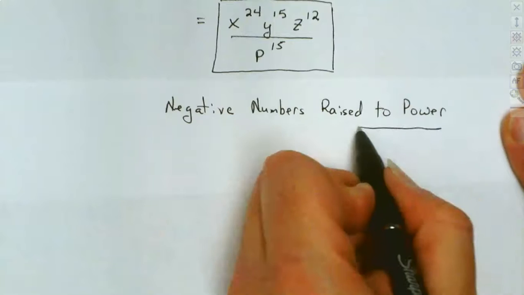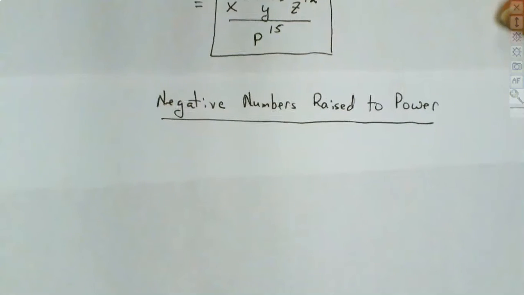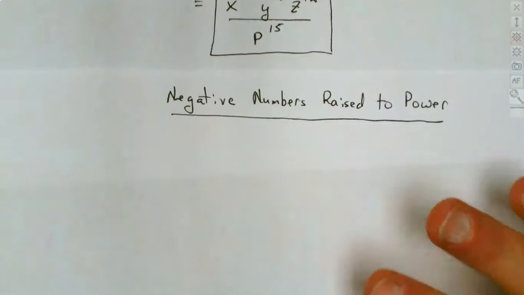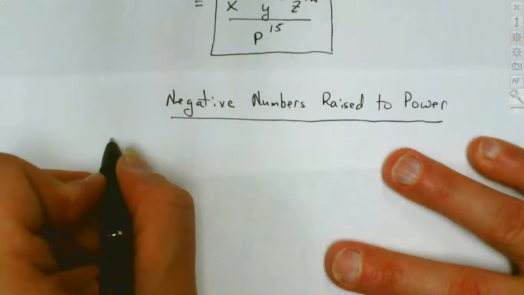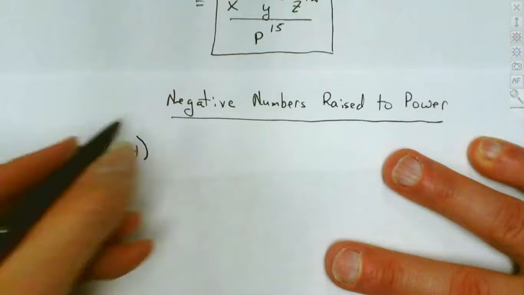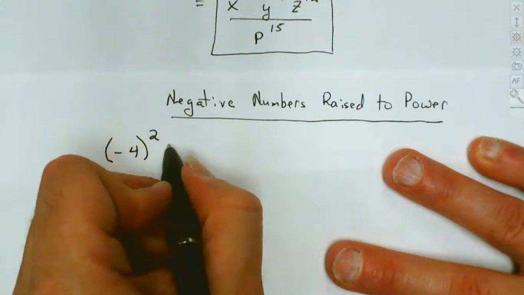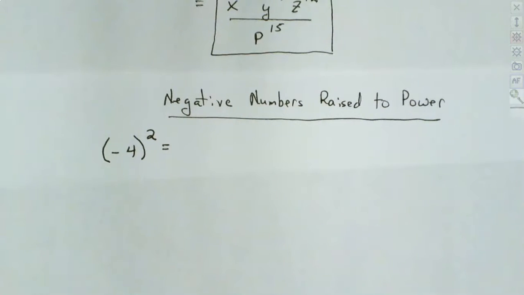And once we're done looking at these, then we'll put everything that we've learned so far together. So negative numbers raised to a power. So negative 4 with parentheses, quantity squared. Do we think that's going to be a positive 16 or a negative 16?